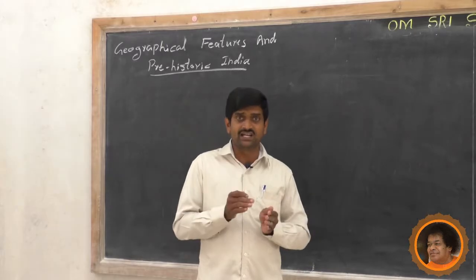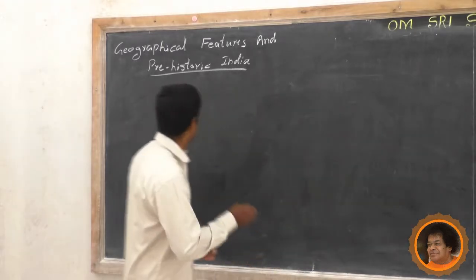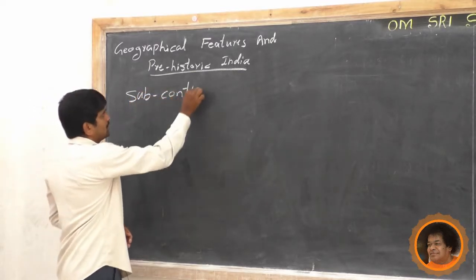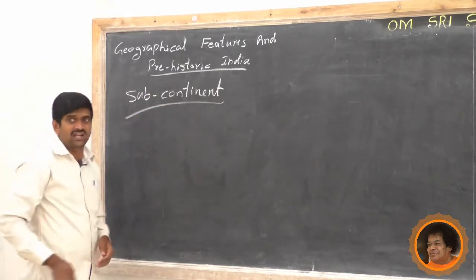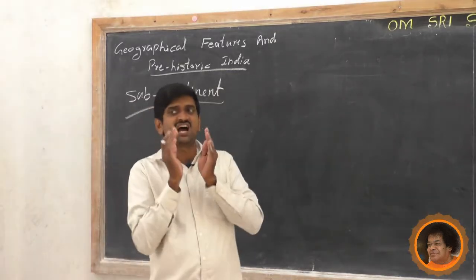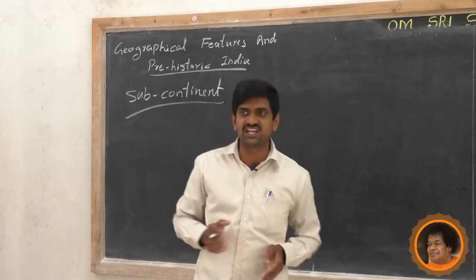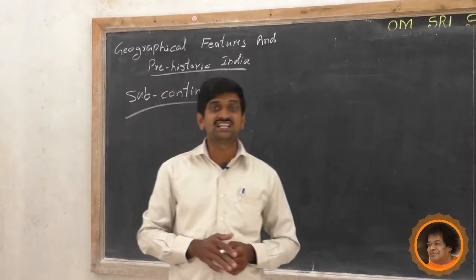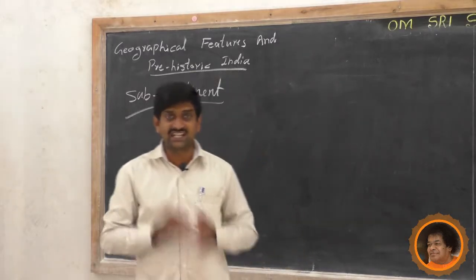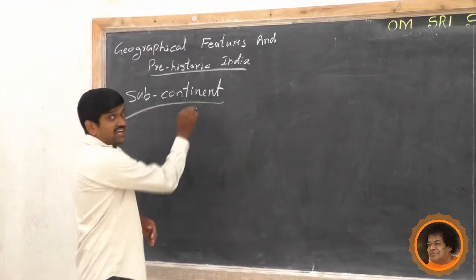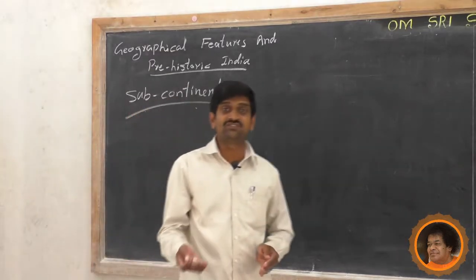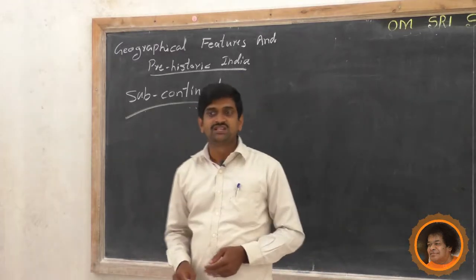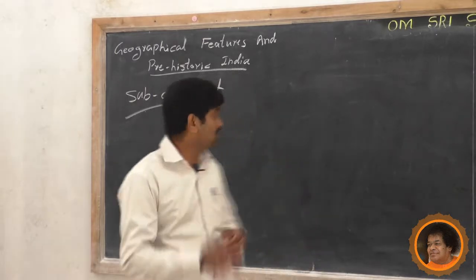About India, India is a subcontinent. Why is it called a subcontinent? Because India has a large area in the southern part of Asia. That is why we call it a subcontinent. It is not a continent, it is within the Asian continent. And also India is a peninsula.